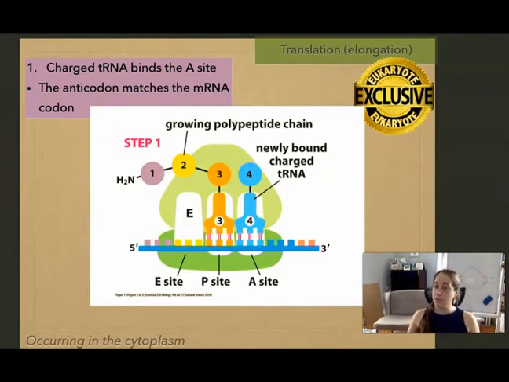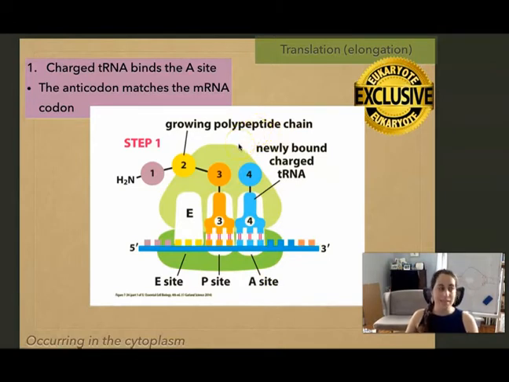All right, so translation elongation. Again, this is how it occurs in eukaryotes, but it's very similar in prokaryotes. So charged tRNAs, or that is tRNA molecules that have an amino acid bound to them through an ester bond, come into the A site, the arrival site, or the aminoacyl site.